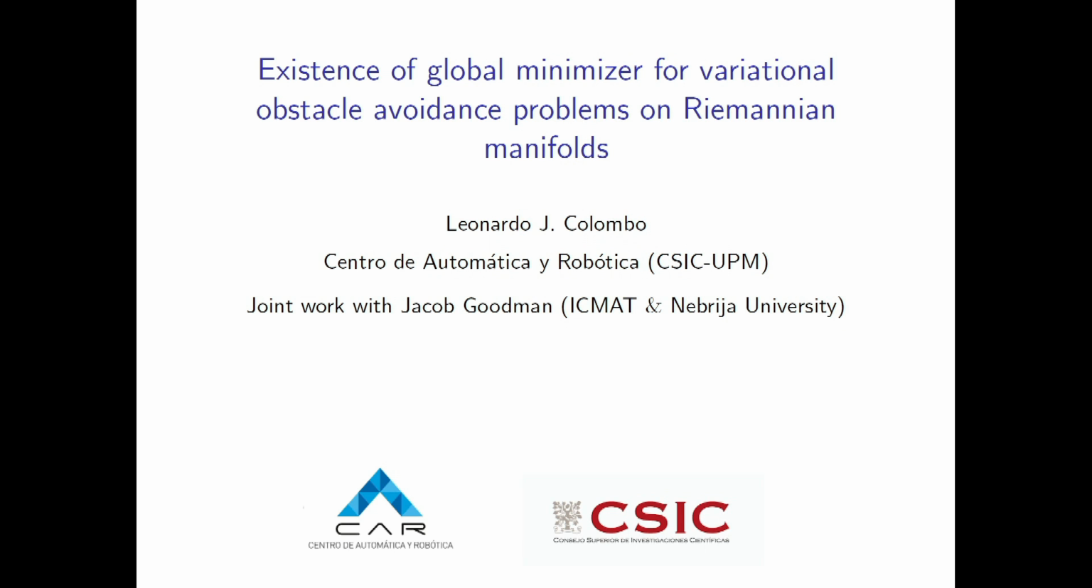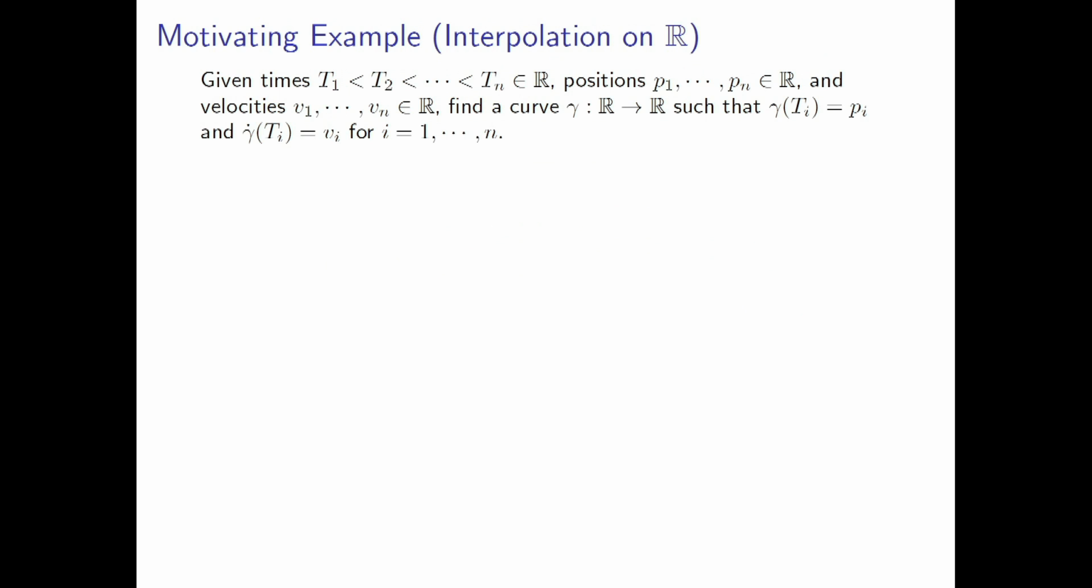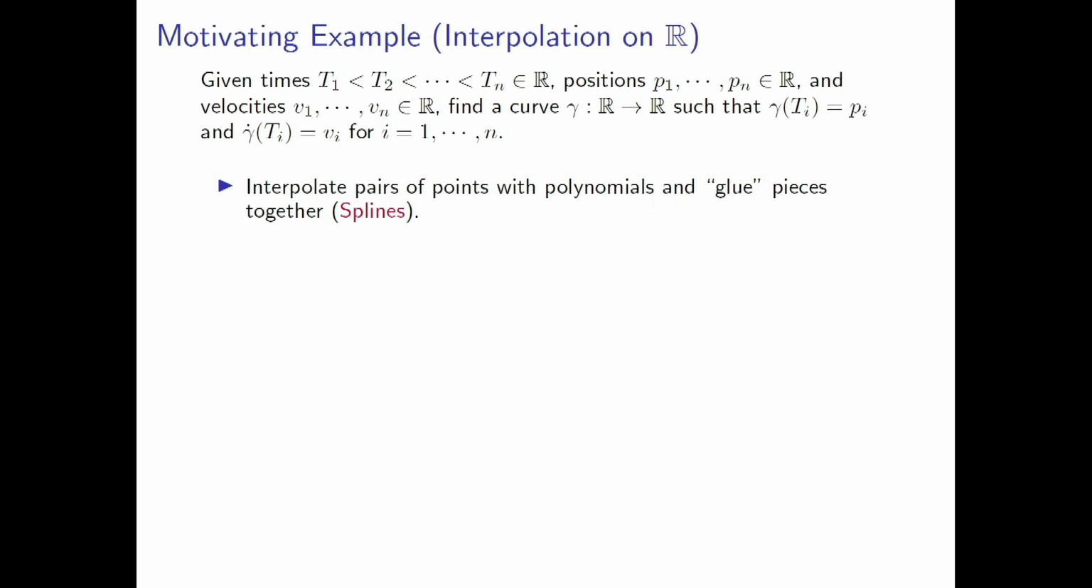So my motivation is interpolation problems. Let's begin with interpolation on R. We have some given times, T1, T2, ..., Tn on R, some positions denoted by P1, ..., Pn, and velocities V1, ..., Vn. An interpolation problem consists of finding a curve, gamma, such that gamma at those times gives the corresponding positions, and gamma dot, the velocity, at those times gives the corresponding velocities.